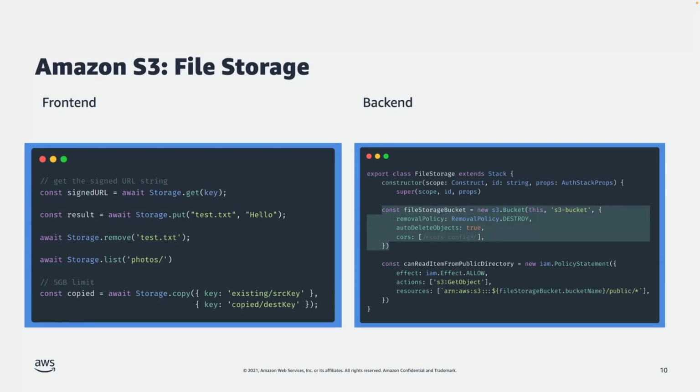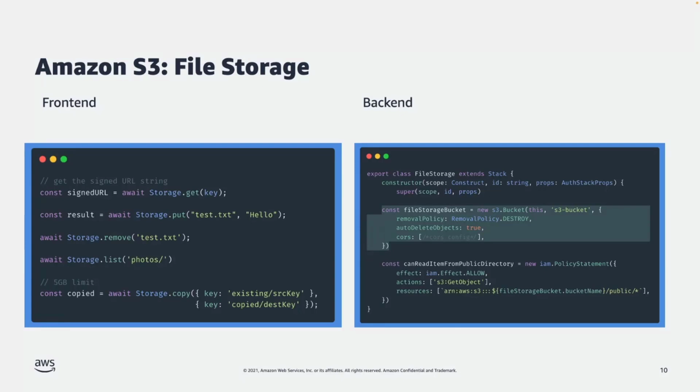Now, these methods also take in a set of configuration options in case you want to fine-tune the access level from there. Now, as we can see here, still on the front end, we have the ability to add files, remove them, list them, and we also have the ability to copy files from one destination to another, keeping in mind the 5 GB limit that you would have on the front end.